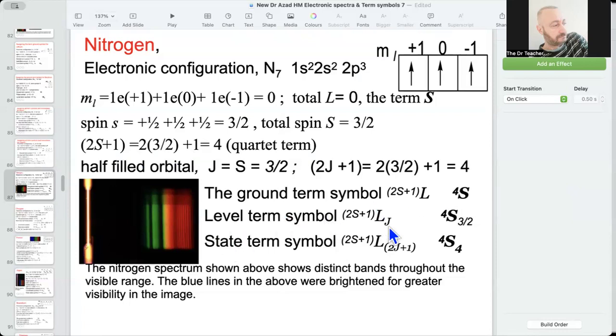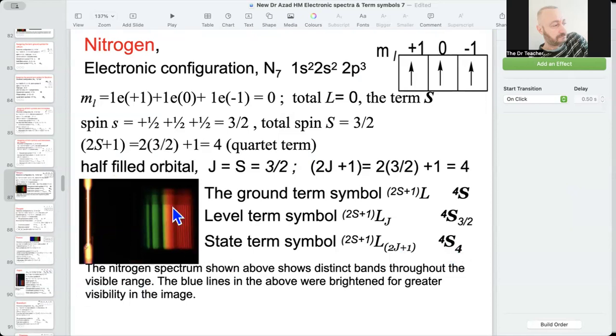Level term symbol, J. What is the J? It is half filled. When it's half filled, J equals S, and S is 3 over 2. So instead of J, you put 3 over 2. In 2J plus 1, replace J by 3 over 2, and you will end up with 4. So now the state term symbol will be S, 4, 4.